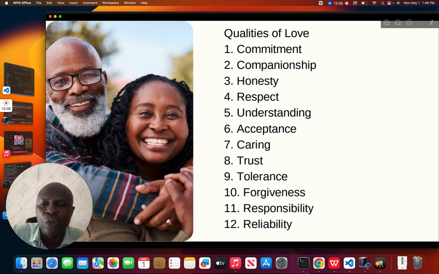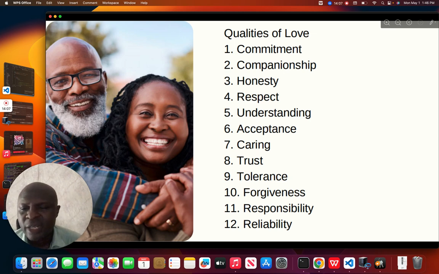Then if you say you love, you must be responsible. It needs responsibility. That's another quality of love. There must be level of responsibility. You must be ready to be responsible to your friend. Your friend must be ready to be responsible to you. And at the same time, there must be reliability. That is, are you somebody that somebody can rely on? Hope when secrets are being mentioned to you, hope those secrets are safe. So there must be reliability. You must be ready to rely.